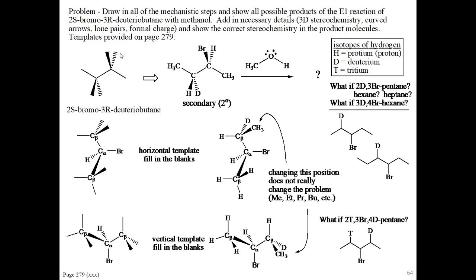This would even be a worse problem because I put a tritium in on the other side. So this would be a chiral center, this would be a chiral center, this would be a chiral center. Both sides are different, and so I would have 8 possible stereoisomers that could result, just from this picture right up here.